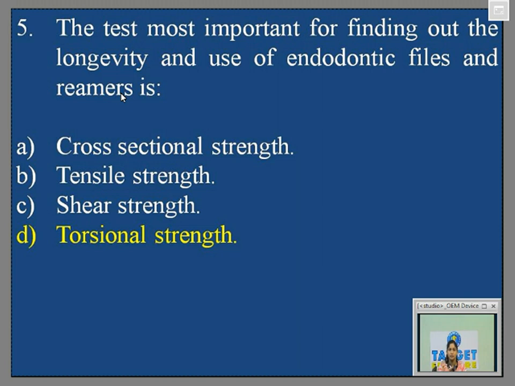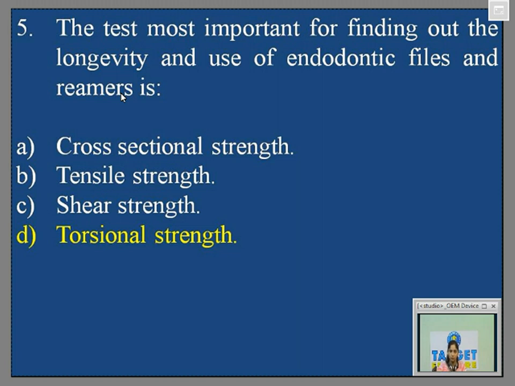What happens is that it is locked in that segment and the upper part of the file continues to rotate. That is actually torque. This is what you call torque. Torque is when you hold a file at one end rigidly fixed and you try to rotate the upper part of the file in a clockwise or an anti-clockwise direction.